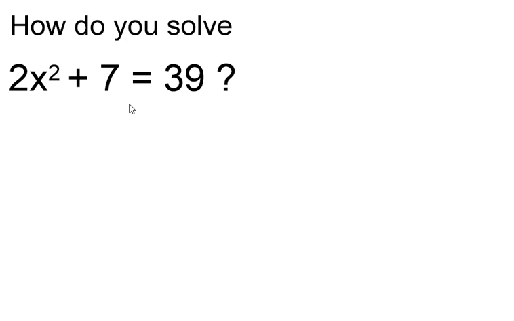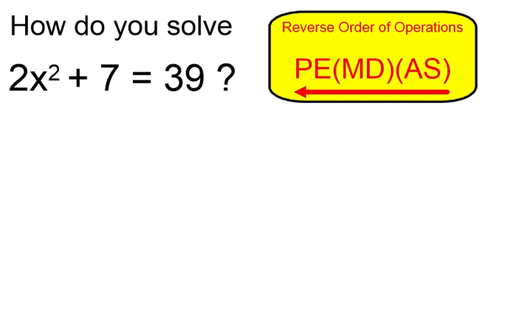This equation is a little trickier to solve because I have an x squared, but if I remember to apply my reverse order of operations, I will soon get to the answer. So in the normal order of operations, addition and subtraction come last. So to undo it, that's going to come first.